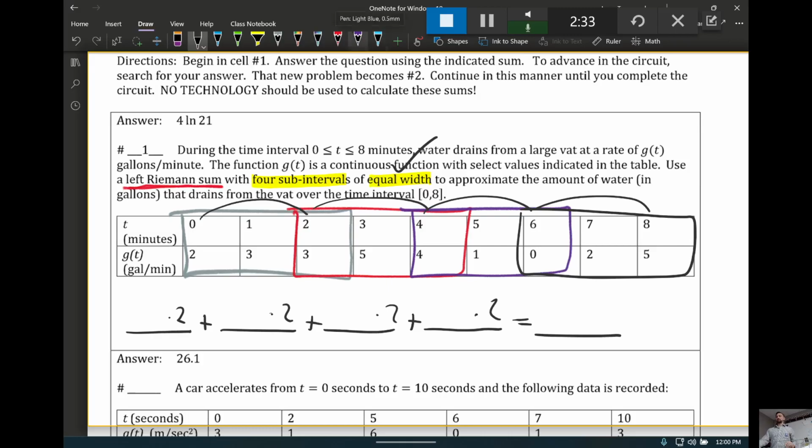Now, since it says left Riemann sum, we should be taking the y value at the leftmost x value. So here this would be 2 for the gray rectangle. The leftmost x value for my red rectangle would be 3. 4 would be the y value for the leftmost x value for the third rectangle. And then 0 looks to be the y value at the leftmost x value, 0. So in the end, the answer to this one comes from 4 plus 6 plus 8. So 10 plus 8 should be 18.